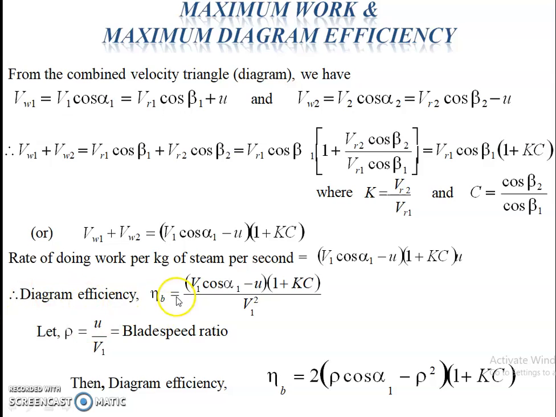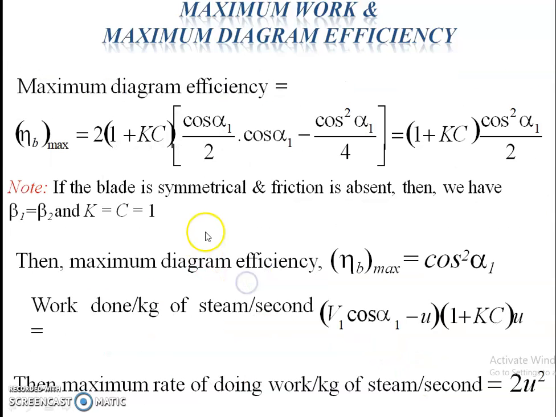Finally we find the diagram efficiency. Reducing the equation, the final diagram efficiency is V1 cos alpha 1 minus u, into 1 plus kc, divided by V1 square. Here rho is u by V1, the blade speed ratio. We get the diagram efficiency equal to 2 into rho cos alpha 1 minus rho square, into 1 plus kc. From the problem point of view, you should memorize this.